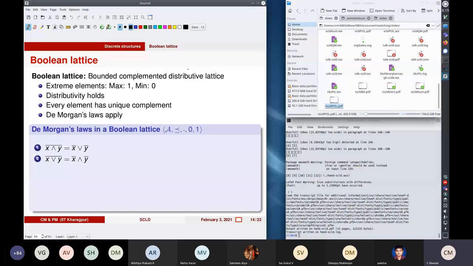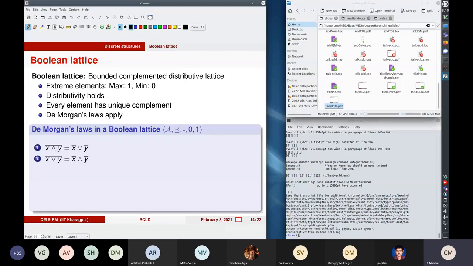These are the statements of De Morgan's laws. That is, the complement of the meet is the join of the complements, and the complement of the join is the meet of the complements. All right. So, how can we prove this?